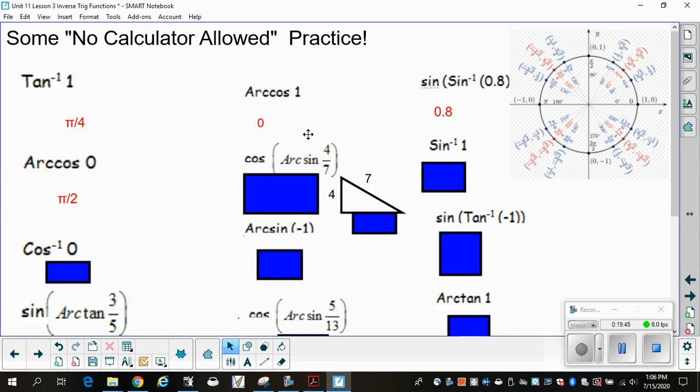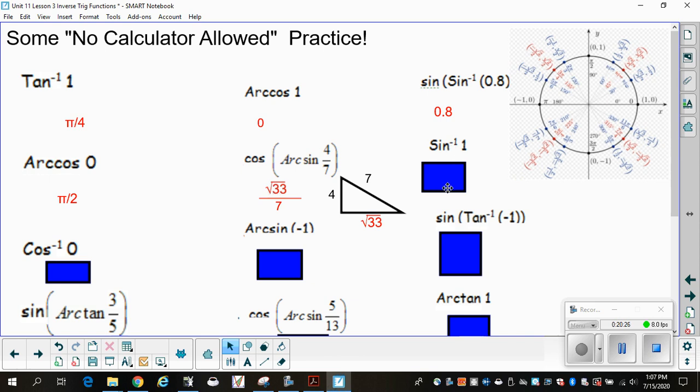The cosine of the inverse sine of 4/7. Well, 4/7 is not on my unit circle, but I can draw a triangle, and I can say sine is opposite over hypotenuse. So I can do the Pythagorean theorem, 4 squared plus something squared is equal to 7 squared, and find out that that's root 33. Then the cosine of this triangle is the adjacent over the hypotenuse, which is root 33 over 7. Notice here I never had to know what the angle was. I could just drop a triangle.